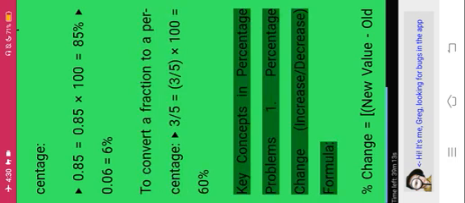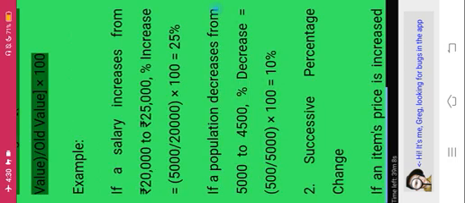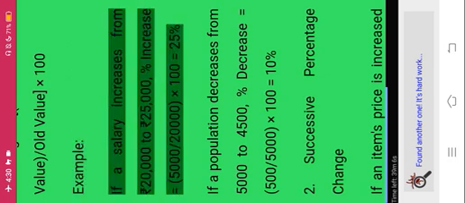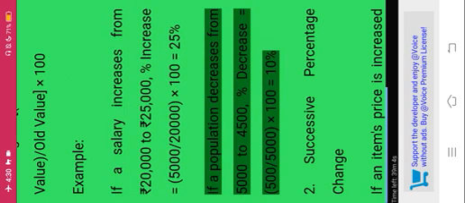Key concepts in percentage problems. 1. Percentage change, increase, decrease formula. Percent change equals (new value minus old value) over old value times 100. Example: if a salary increases from 20,000 rupees to 25,000 rupees, percent increase equals 5,000 over 20,000 times 100 equals 25%. If a population decreases from 5,000 to 4,500, percent decrease equals 500 over 5,000 times 100 equals 10%.